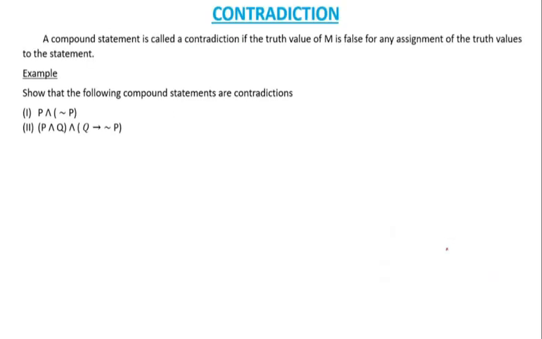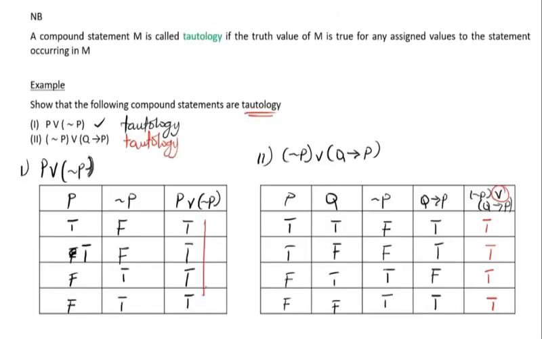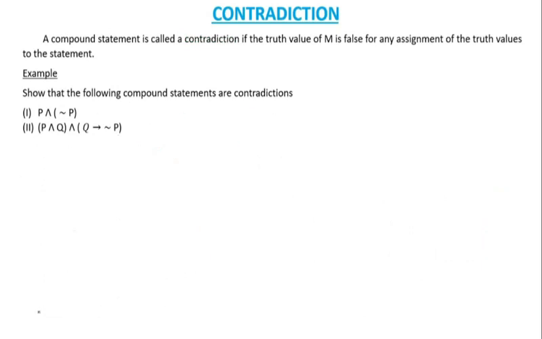Alright, let's move on. Contradiction. Okay, so what is a contradiction? Now a compound statement is called a contradiction if the truth value of it is false for any assignment of the truth values of the statement. So it means the contradiction is the opposite of the tautology. Whilst in the case of the tautology we have all of these to be true, for contradiction we are going to have all of these values to be false. Now let's look at an example and see if that is actually true.